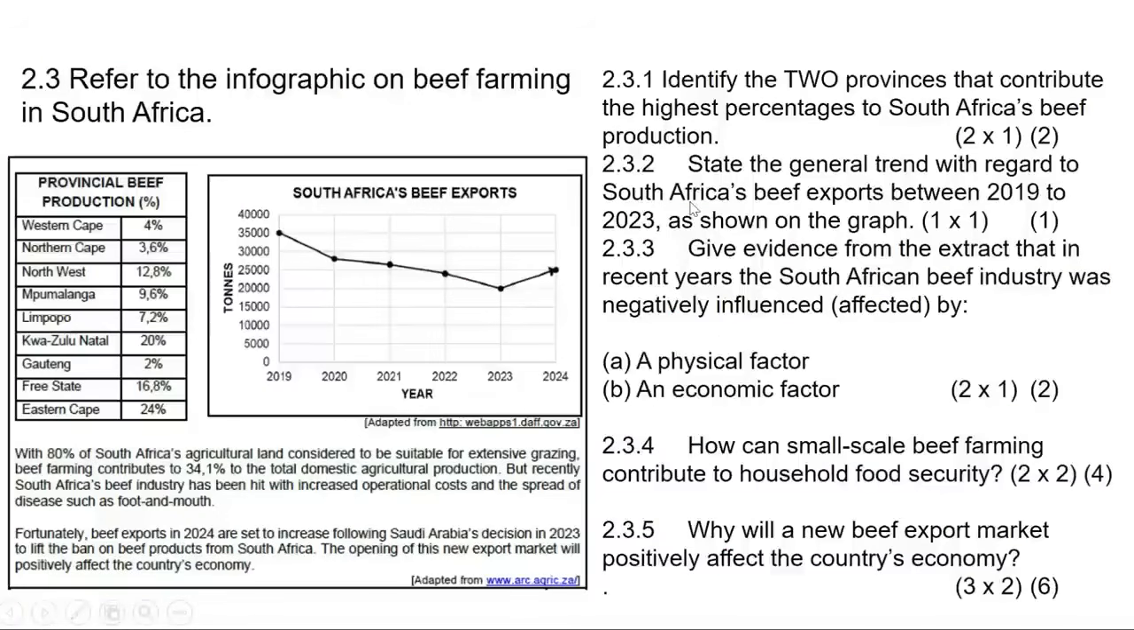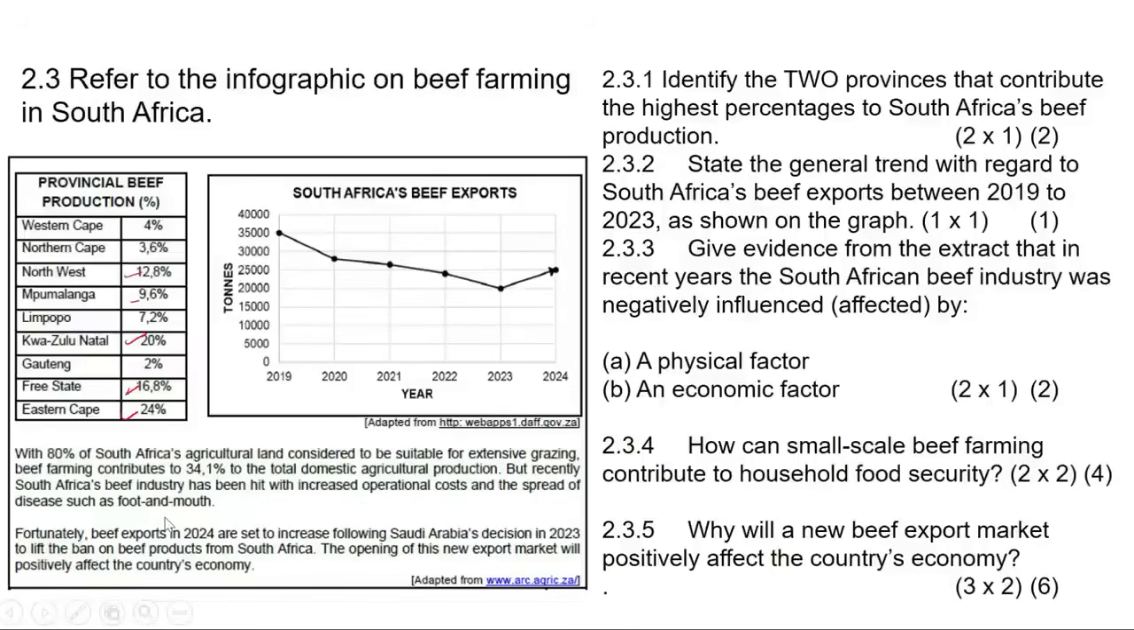Refer to the infographic on beef farming. Identify two provinces that contribute to it. I think for this one you need to know where beef is farmed in South Africa. As you can see here, we see Eastern Cape, Free State, KwaZulu-Natal, Mpumalanga, Northwest. These are the key areas. But I think KZN is the key one, followed by Eastern Cape, Free State. Those are the key areas where beef is found.